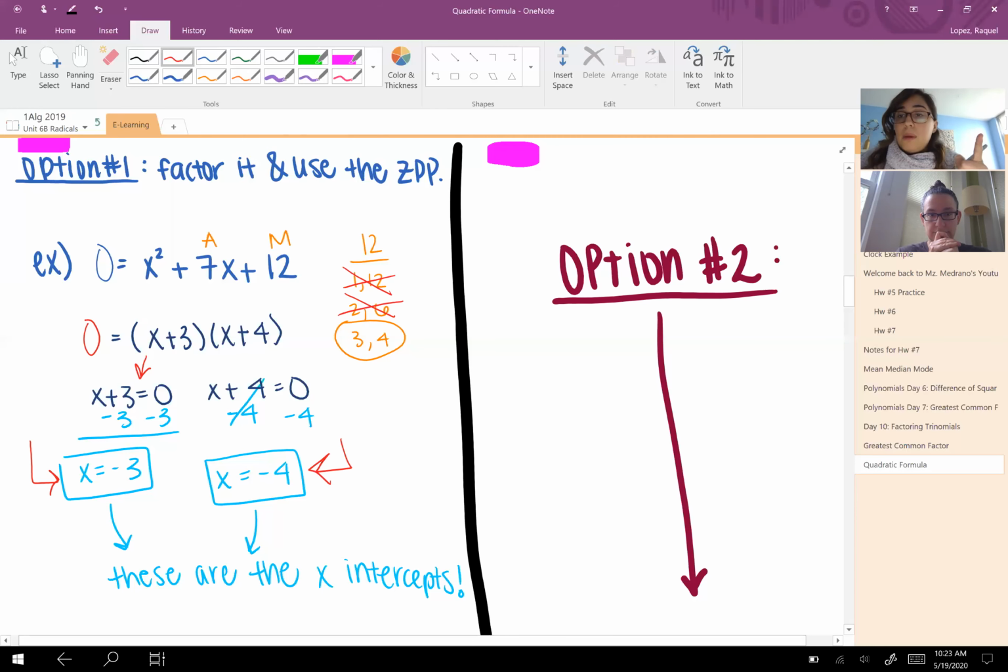Just remember that both of these are your solutions. If you substitute both of these back into the equation, you're going to get 0. Both of these satisfy the equation, and so those are your x-intercepts. There is a second option.